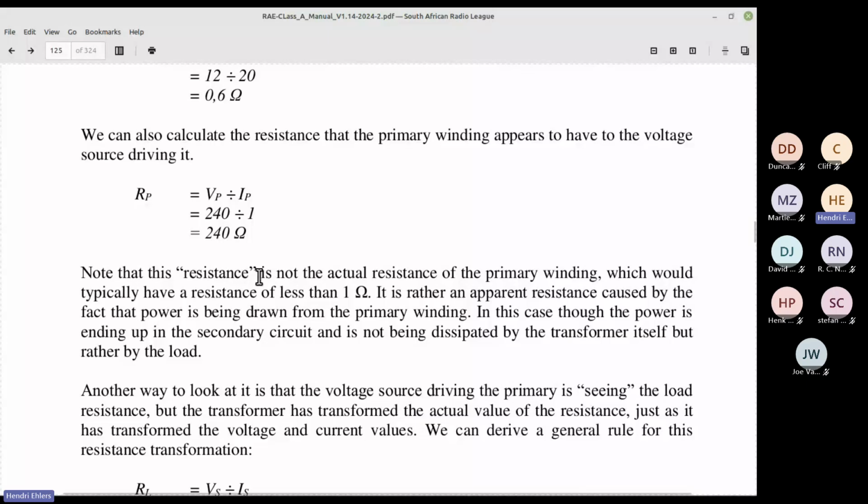Note that this resistance is not actual resistance of the primary winding, which would typically have resistance of less than 1 ohm. It's rather an apparent resistance caused by the fact that the power is being drawn from the primary winding. In this case, though, the power is ending up in the secondary circuit and is not being dissipated by the transformer itself, but rather by the load.